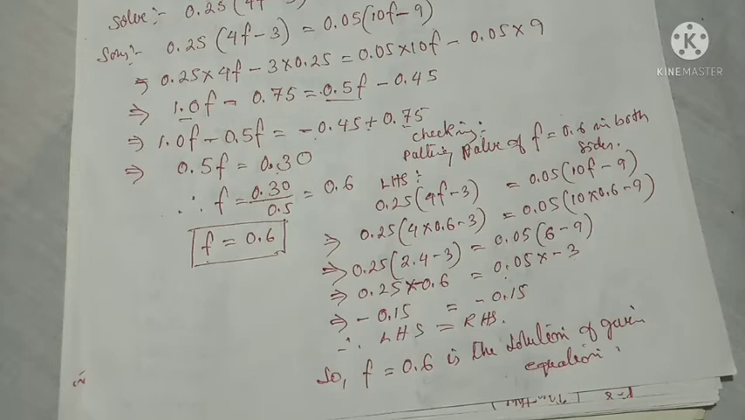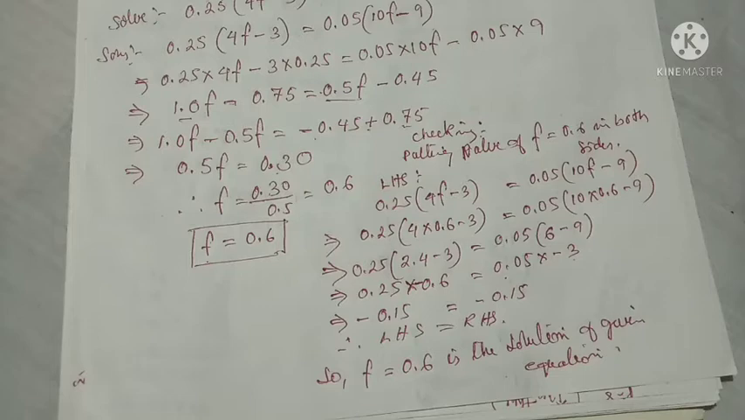So in this way we can solve an equation when there are variables on both sides, using this method, and we can check. If the question asks for checking the solution, then you have to check. If it is not asked, then you can leave it. You have to find only the solution of the given equation, right?